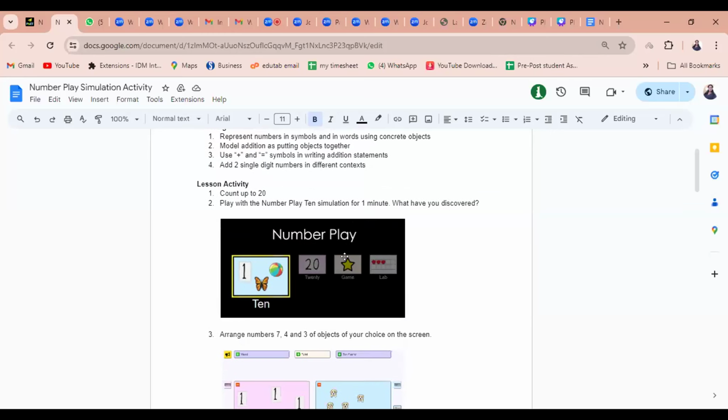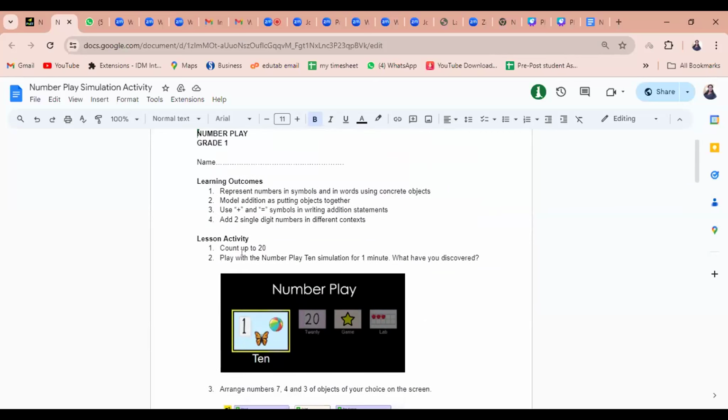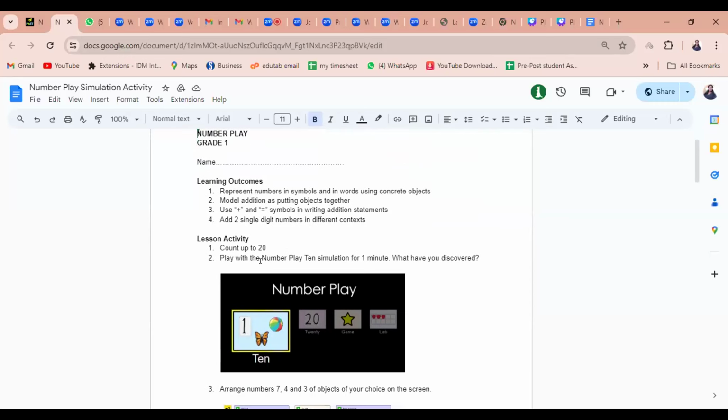I would also like Zach, would you please also drop this in the chat? It is editable. You can just edit on it, write on it, type on it. I would like one person to volunteer to count up to 20. As you are getting ready to open your simulation, let us answer question 1, count up to 20.